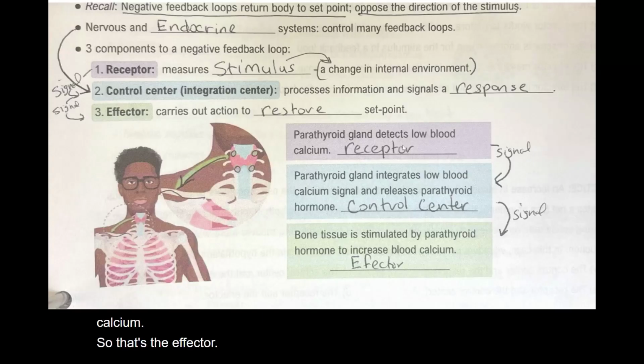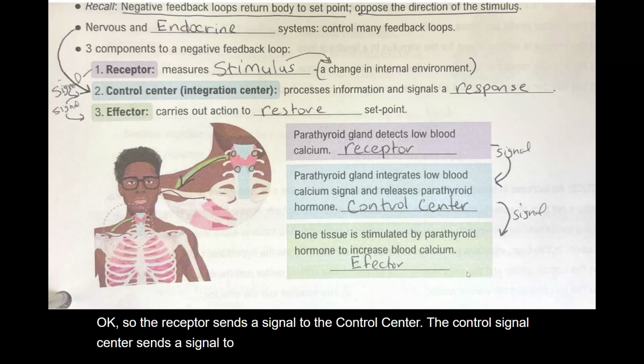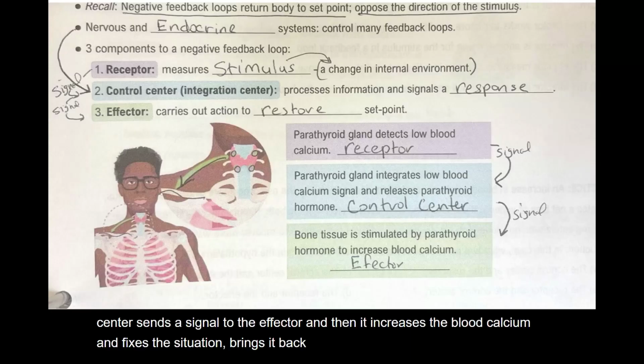Okay, so the receptor sends a signal to the control center. The control center sends a signal to the effector. And then it increases the blood calcium and fixes the situation, brings it back to normal.